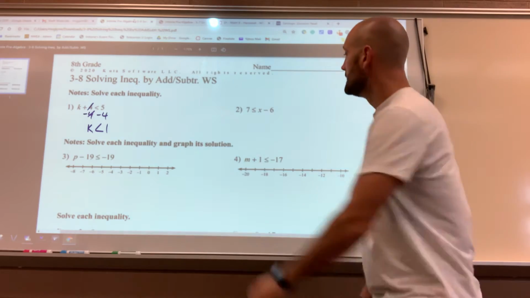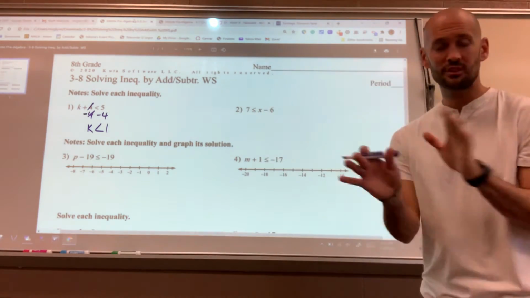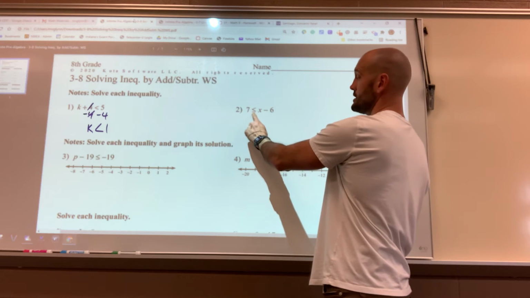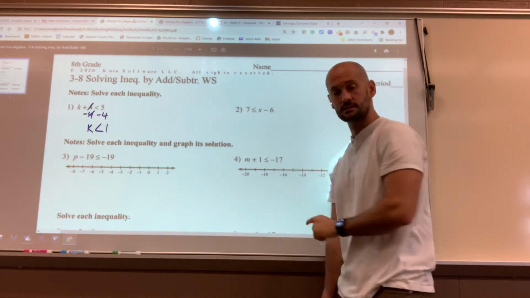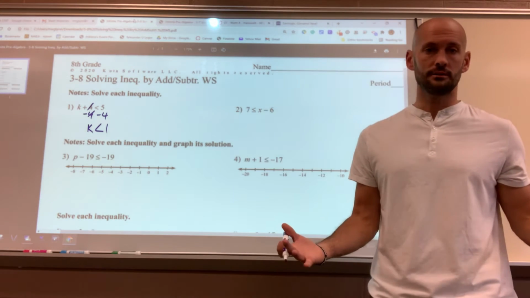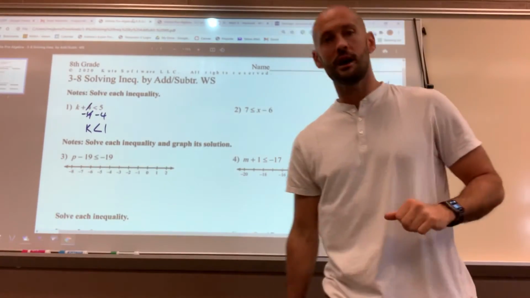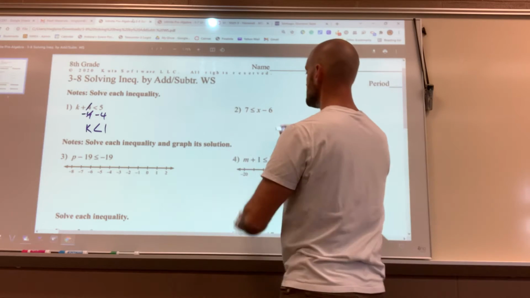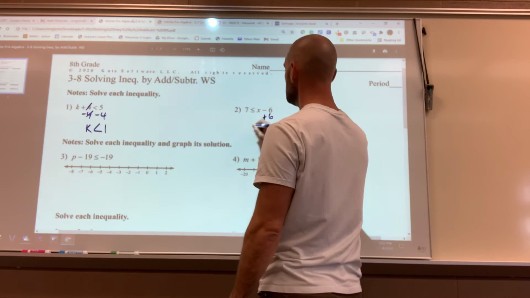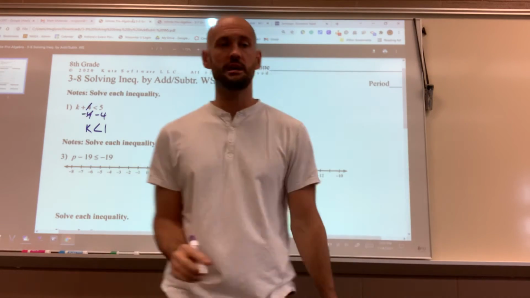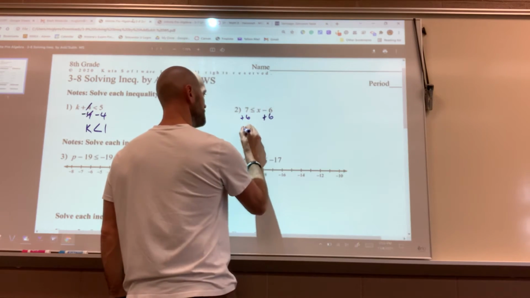All right, here we go. This one, same thing. We want to get the variable all alone. I have 7 is less than or equal to x minus 6. How do I get that x all alone? All you have to do is add that 6. These aren't skills you guys haven't done. You've seen all these. Here's the only part I want you to be careful of here. We're left with 13.